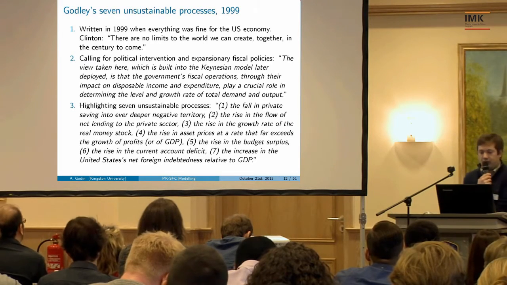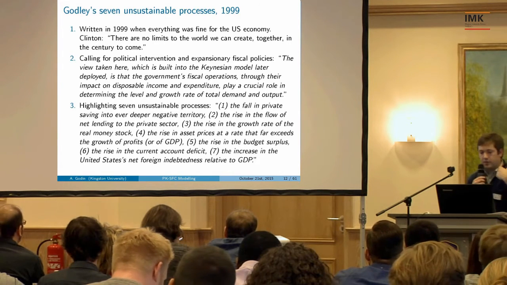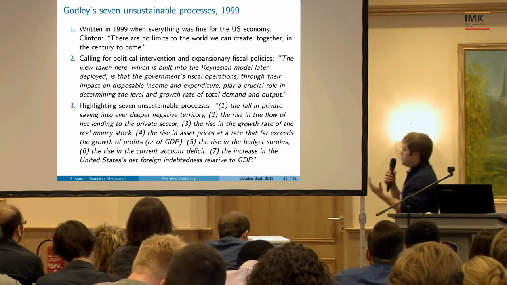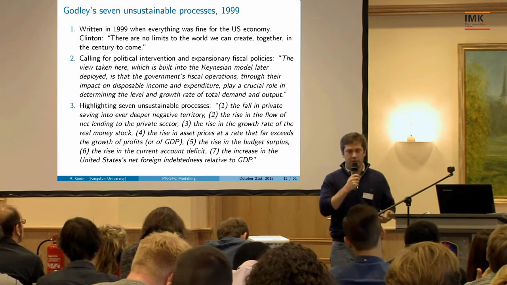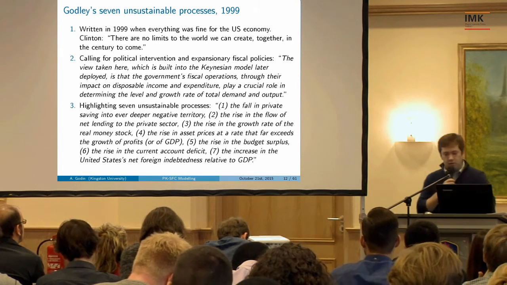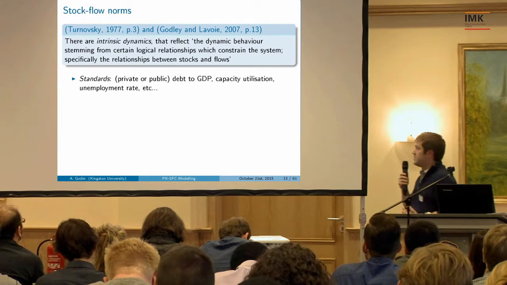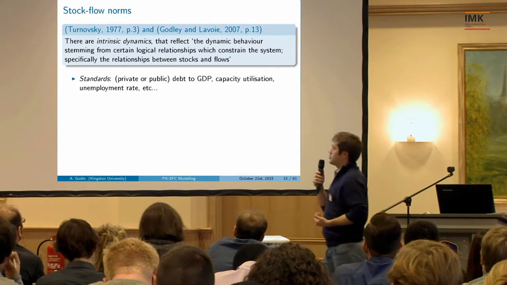The rise in the budget surplus. It's not always a problem that the government is running a budget surplus, but if you do it for a long period of time, there is going to be a problem. The rise in the current account deficit and the increase in the United States for net foreign indebtedness relative to GDP. So the fact that the US was actually being more and more dependent on the rest of the world. So what he does to perform his analysis, he looks at what we call stock-flow norms.